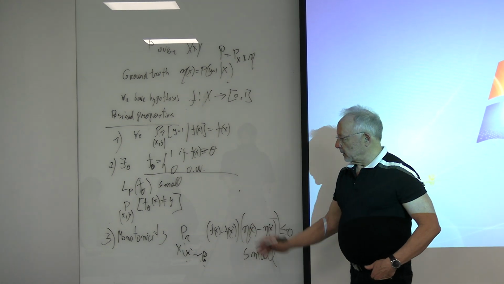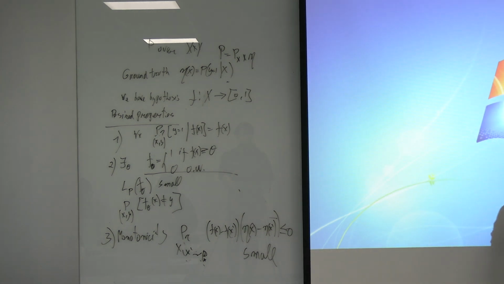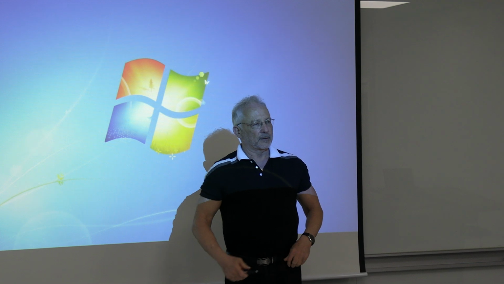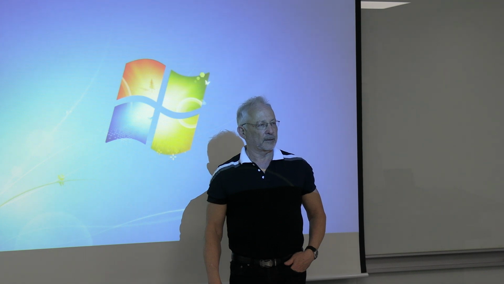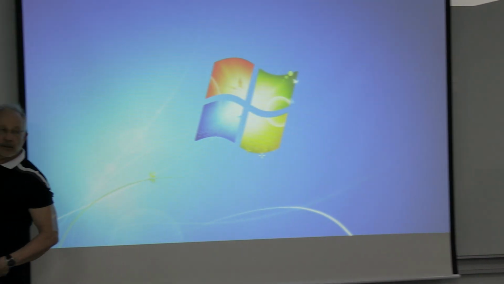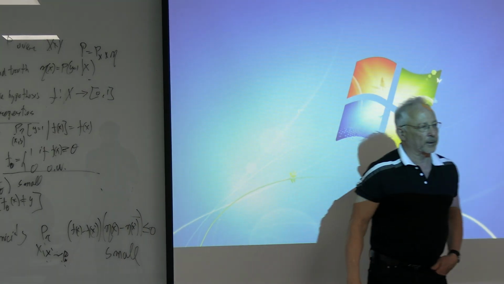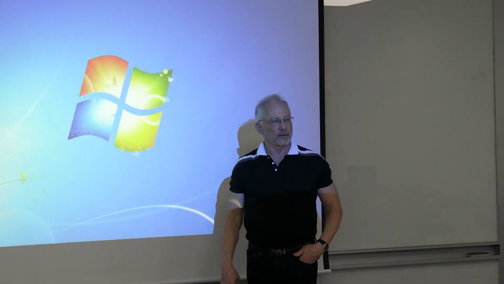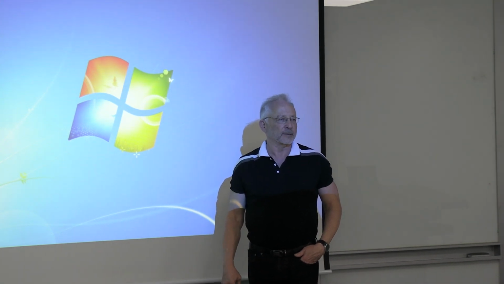So let's just take one or two cases. Let's say you have two situations where eta x is greater than eta x prime. That means the true probability of label 1 is greater for x. Eta is the true probability, the ground truth that we don't know. So if eta x is greater than eta x prime, then x has a higher probability than x prime.